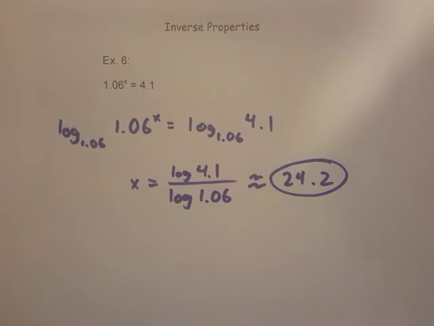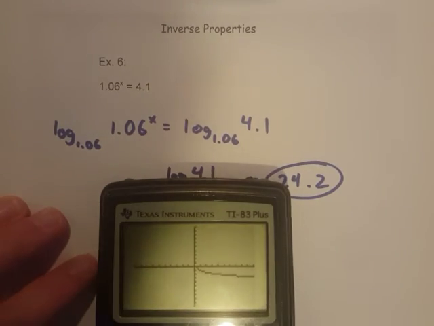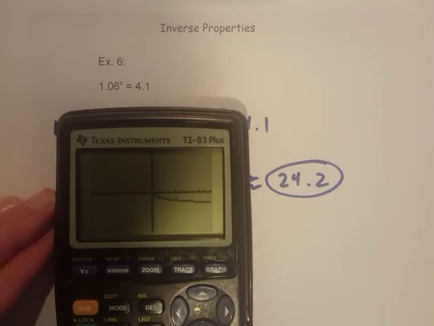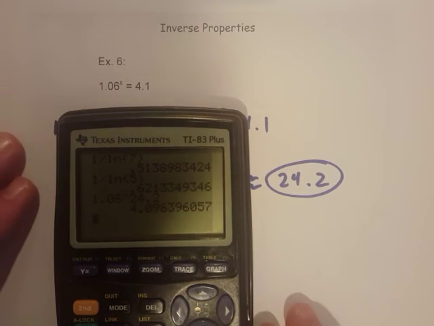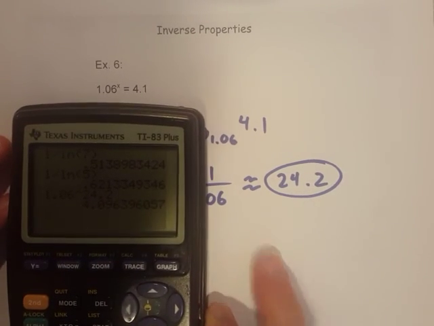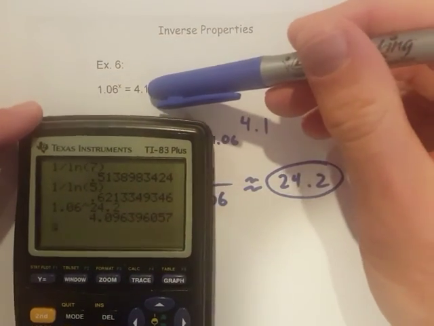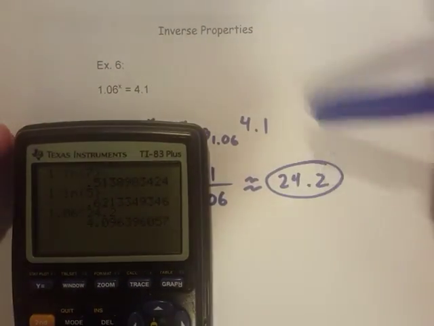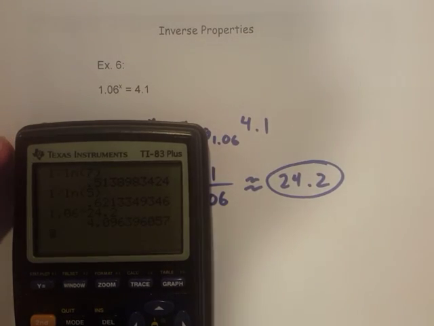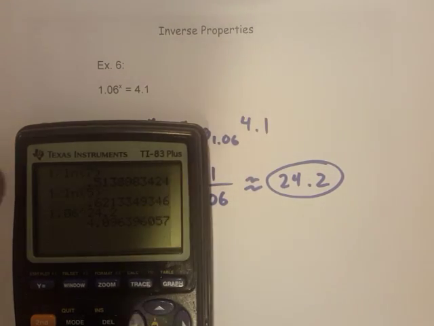Again, it's a good idea to plug that in for x in 1.06 to the x. If we do that, let's see what happens. Okay, 1.06 to the 24.2 gives you about 4.09, which is awfully close to the 4.1 that you see in the original equation. Now we rounded it, so I'm willing to call that one good based on just round-off error.